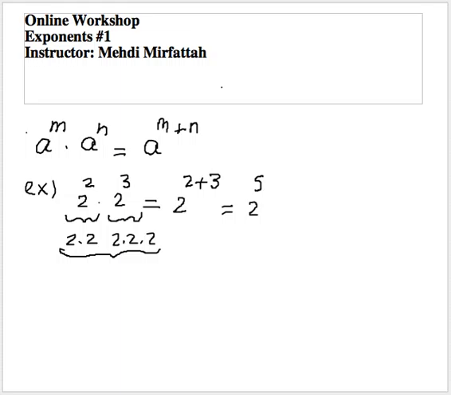The next one, if I have a to the power of m, and then we have the whole thing to the power of n. Cassandra, can you tell me what that would be equal to? Would be a to the power of what? What would be the exponents here? Okay, yeah, let's take a look at the example.